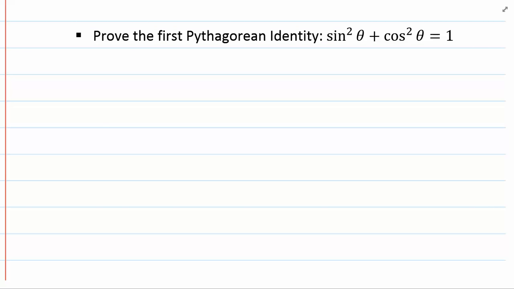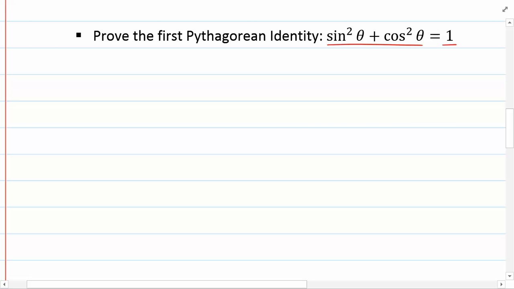For this next bullet point, I'm going to prove the first Pythagorean identity. That first Pythagorean identity states that sine squared of theta plus cosine squared of theta must equal 1. So when we prove anything using our mathematical tools, that means we have to start with this statement and show mathematically that it is equal to this statement.